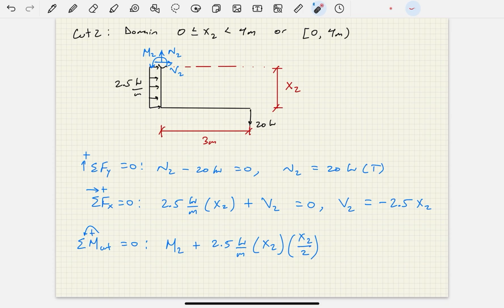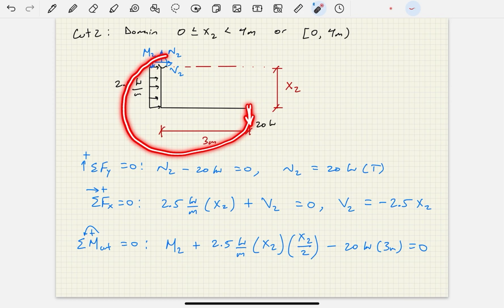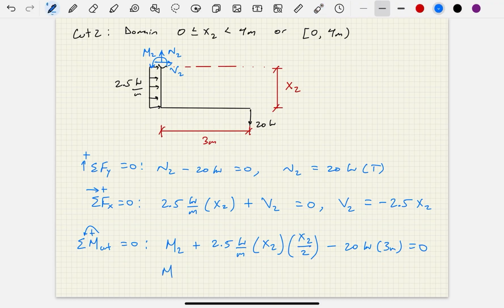And then I'm going to have minus 20 kilonewtons times 3 meters equals 0, because remember, this 20 kilonewtons is causing a rotation around that cut, and that's going to be going clockwise, so that's why that's negative here. And here I can do some rearranging, and let's see what we get. We should get, what's 2.5 divided by 2, 1.25. I'm embarrassed to say I just double-checked that in my calculator, but that's okay.